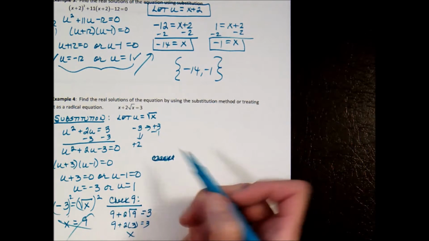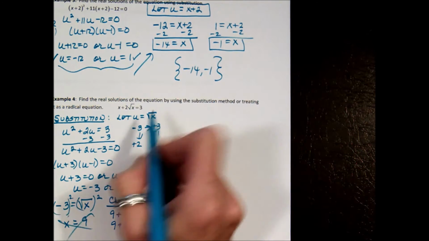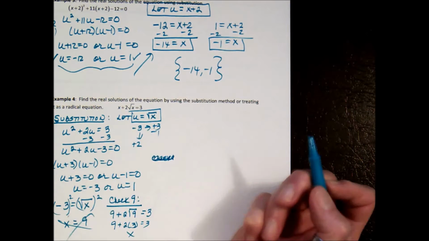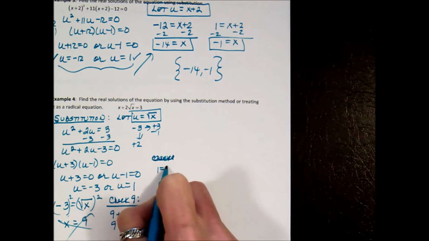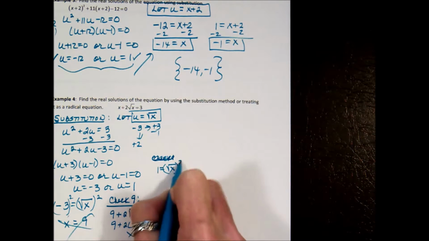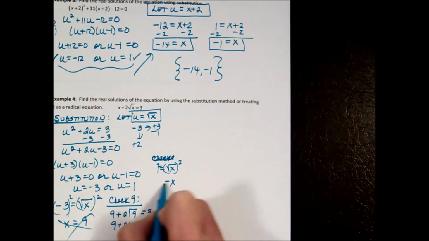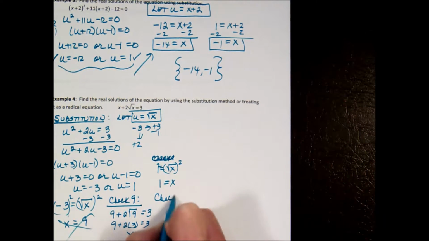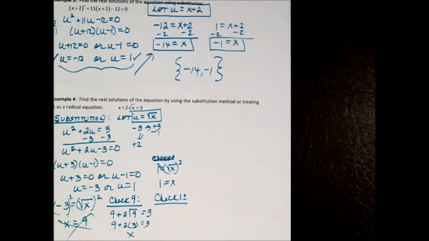Back substitute. So if u is 1, I'm going to use this to back substitute. So 1 is equal to square root of x. Square both sides, and I get x equals 1. And now I want to check 1. By the way, it just happened that x was 1 and so u is 1. That happens sometimes. That's okay. But you still had to do this. You still had to back substitute.